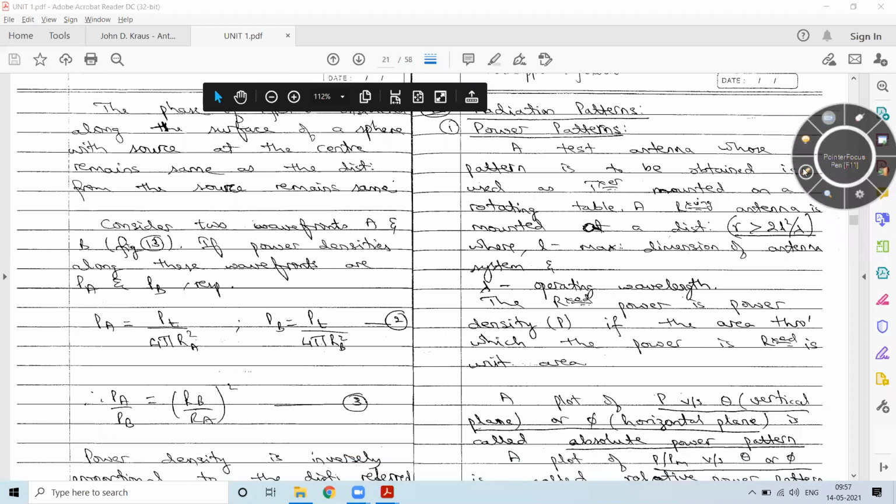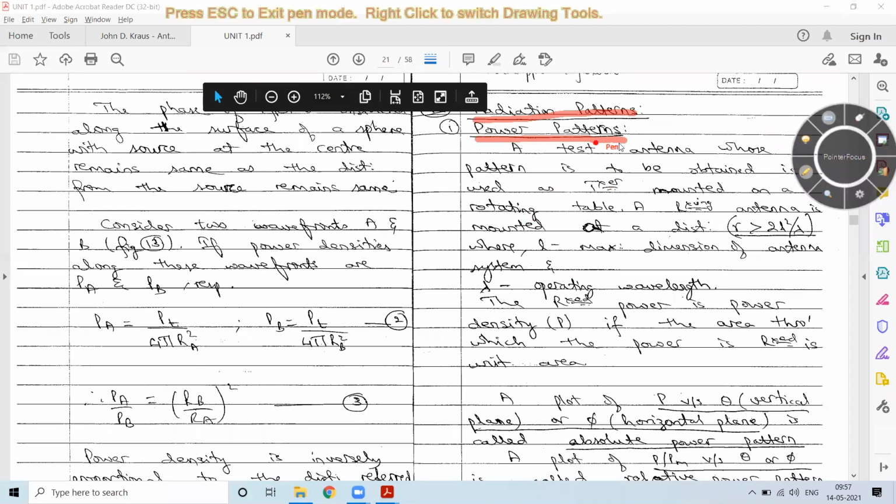So next we have radiation patterns. Already we have discussed this. Under that, we had discussed what is meant by power patterns and what is meant by field patterns. So just a recap of the previous session, we can wind the session up.